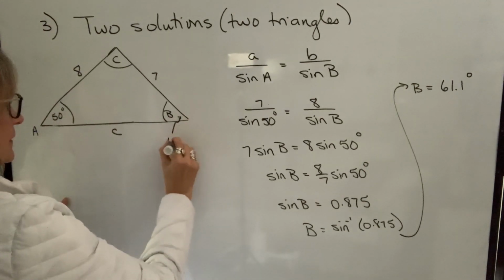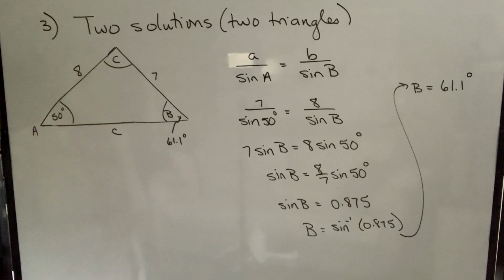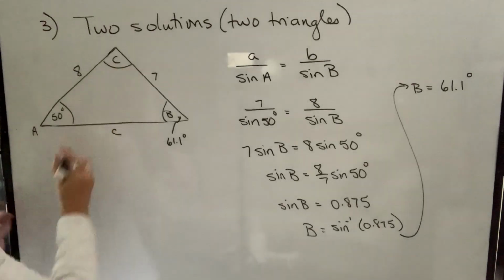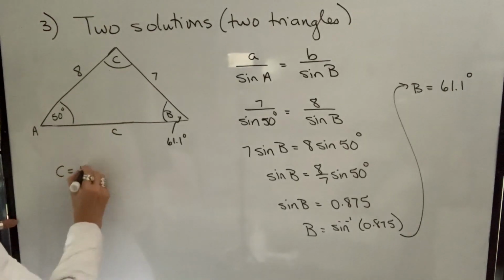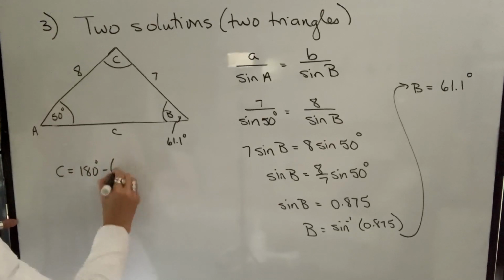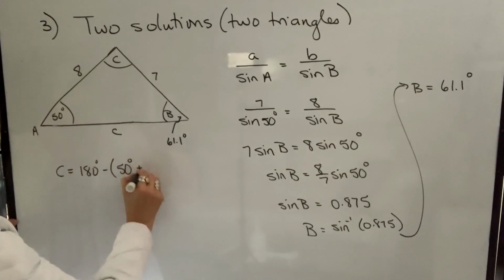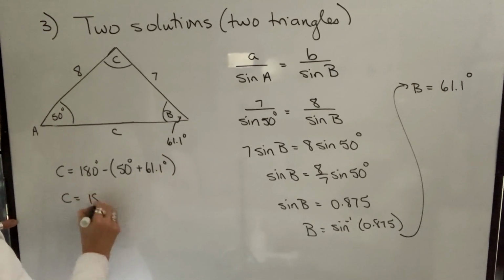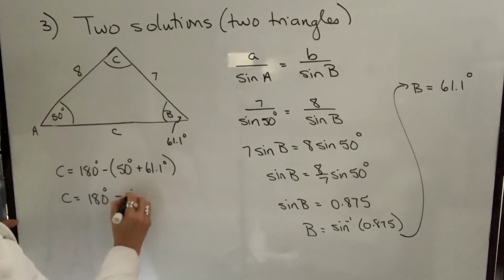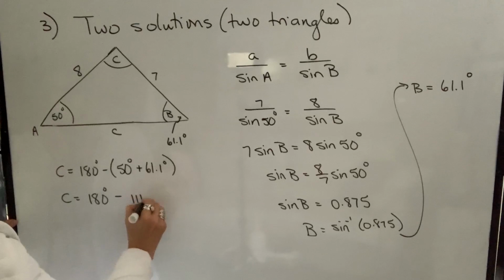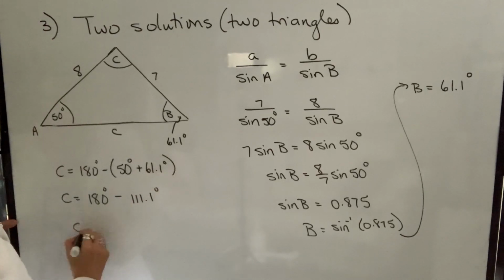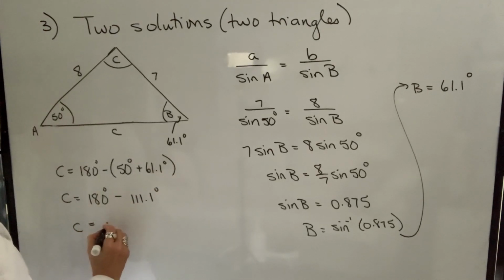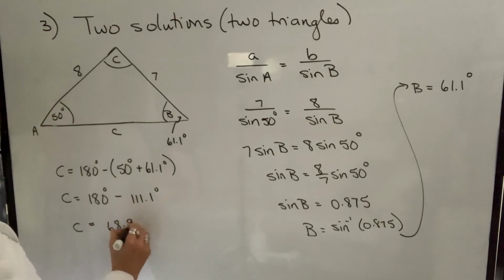So if this angle is 61.1 degrees, we can find angle C by taking 180 degrees and subtracting 50 degrees plus 61.1 degrees, which is 111.1 degrees. So C will be 68.9 degrees.